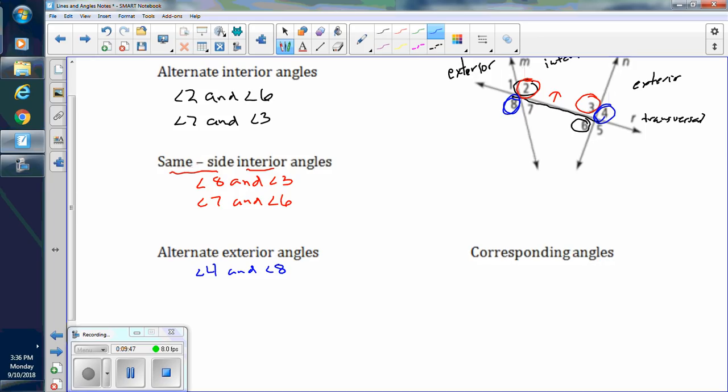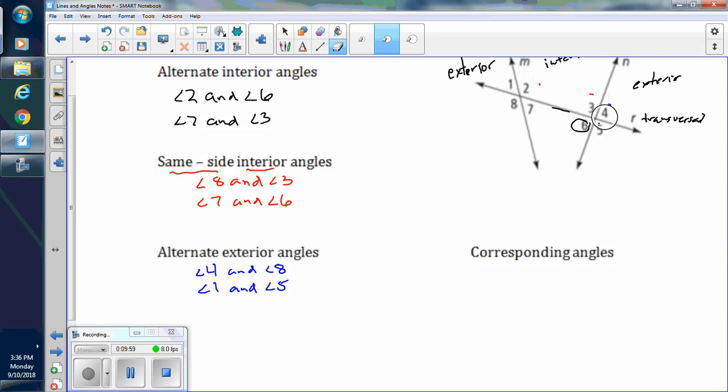The other alternate exterior in this case would be the two remaining angles outside. So angle 1 and angle 5 are alternate exterior angles.